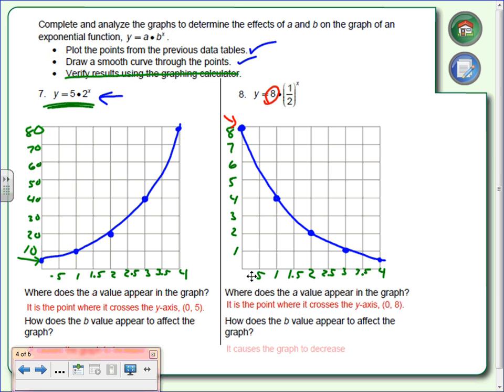Now, if you think about it, guys, you notice what our B value was. It was a 1 half. Look what happens to the Y values. It started at 8. Then it went down to 4. Then it went down to 2. Then it went down to 1. So what's happening each time? It's cut in half. That's where that 1 half is coming in. Okay. Well, all we're doing is taking the Y values and cutting them in half.